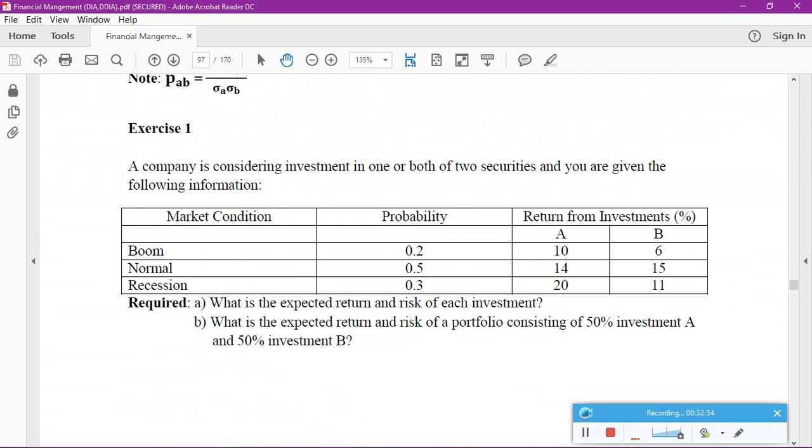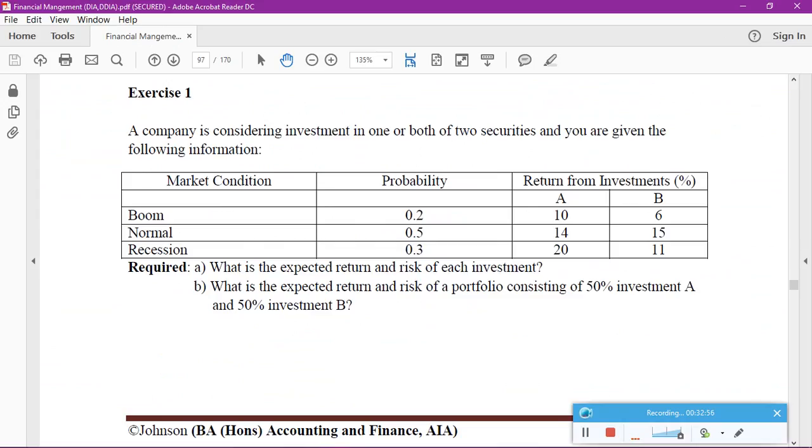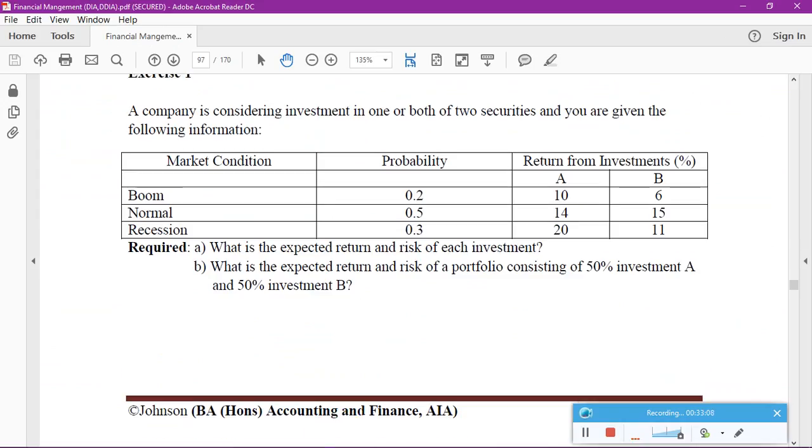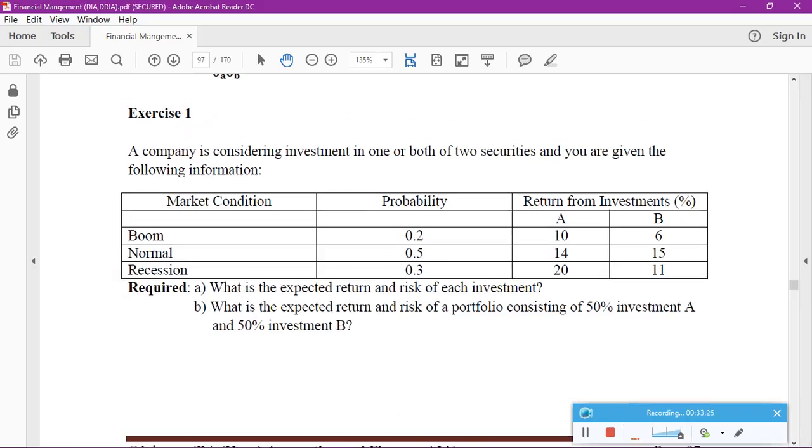P is a probability, and the total sum is one. Then you take P times RA, and the total PRA together.